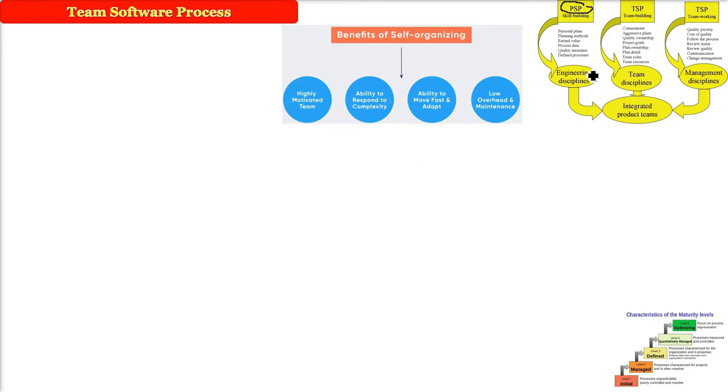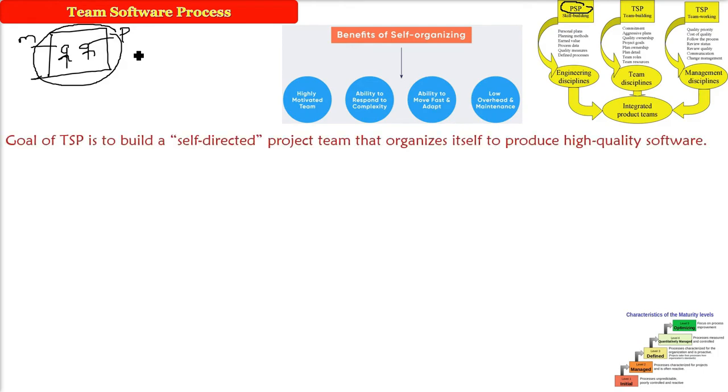Now we talked about PSP, and PSP and TSP go hand in hand. So we are talking about the team software process. PSP is about a single individual practitioner or manager. But when we talk about TSP, we are talking about the whole team. There can be multiple teams or a single team working on a project. So whatever we talk about, assume it pertains to the whole team. The goal of TSP is to build a self-directed project team. Self-directed means the project team will decide what to do, how to organize, how to plan, because they have to produce high quality software.